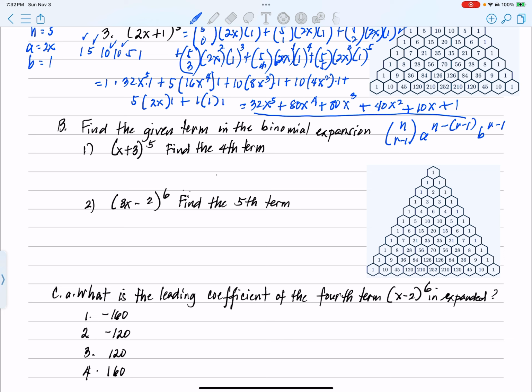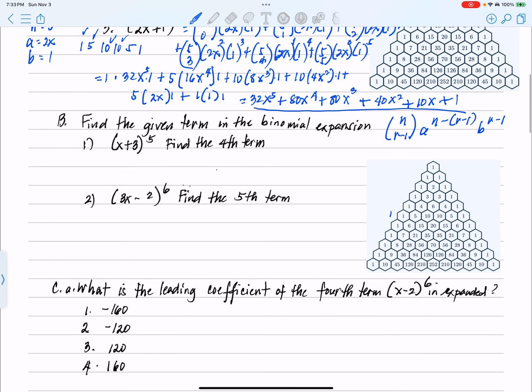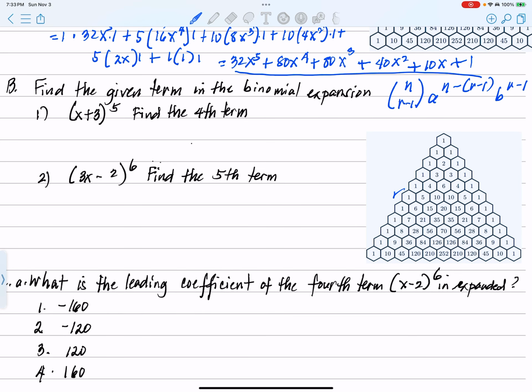Let's not do the counting because you might be confused. I will go direct to the point here. So if you have x plus 3 to the fifth power, we'll go straight, look at the fifth row. Okay, the fifth row is here. And we are asked for the fourth term. So where is the fourth term? 1, 2, 3, 4. 10 is our fourth term.